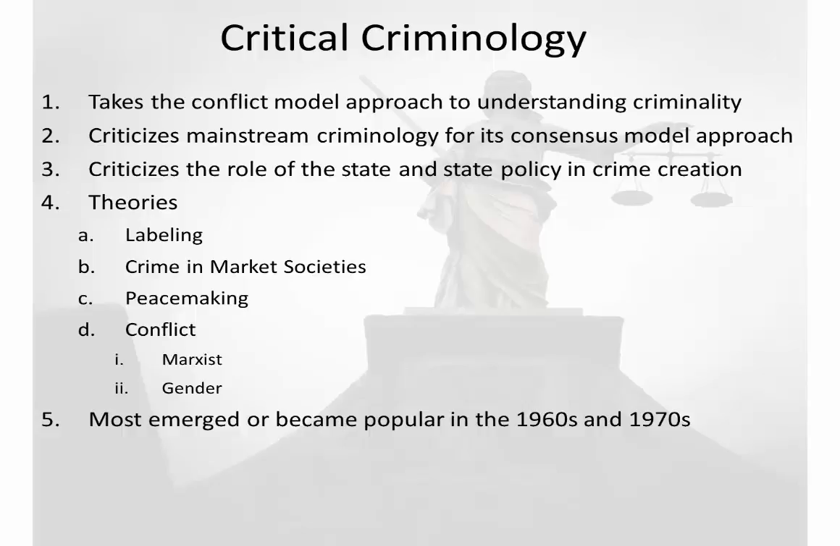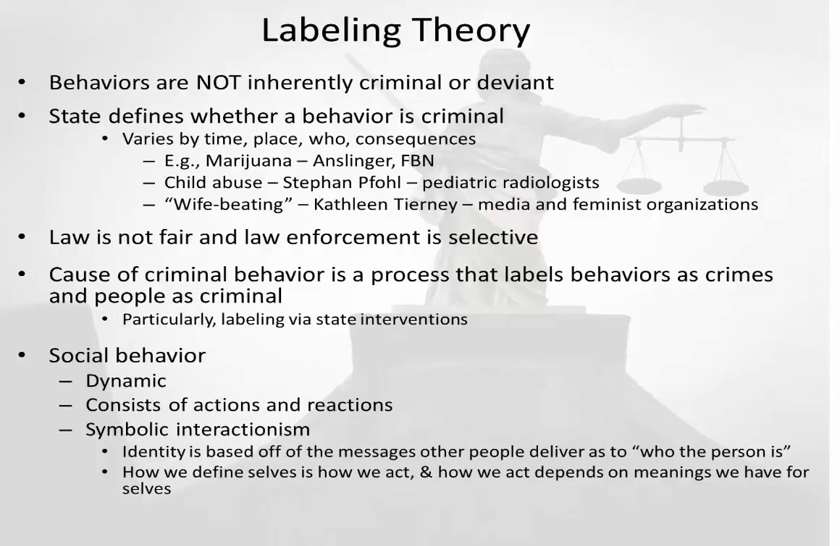In the 1970s, we also saw other civil rights movements. We saw the LGBT movement emerge in the 1970s, and the feminist movement emerged during this time. All three of these movements, the civil rights movement, the feminist movement, the LGBT movements, demonstrated a lot of the flaws within the state. And so that leads to labeling theory.